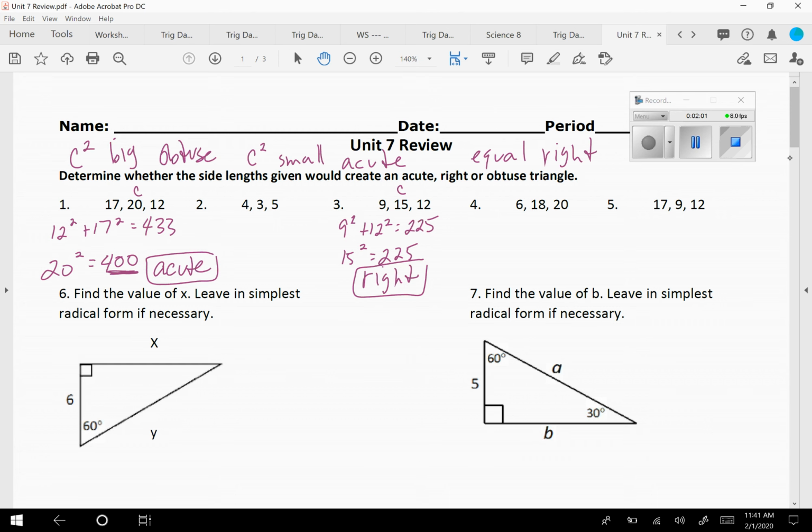Okay, next. We have 17, 9, 12. 17 is the longest, so that's our C. So 9 squared plus 12 squared. Again, we did that one before, so 225. And then 17 squared, it's, I think, 289. Yes, 289. C squared is bigger, so this is obtuse.